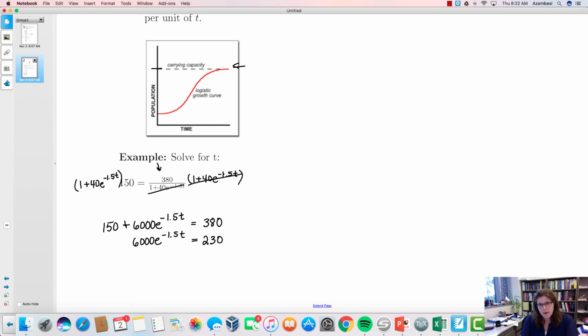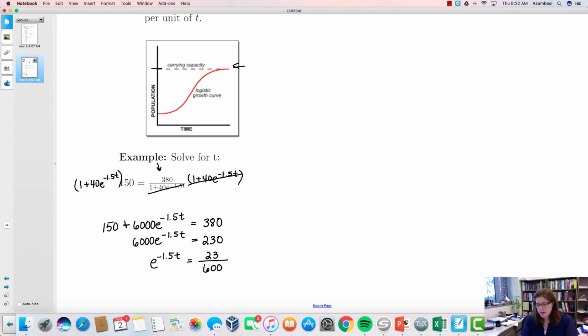I can't make the same base on both sides because I'm working with e and a constant. So I'm going to divide through by 6,000. So e to the negative 1.5t is equal to 230 over 6,000. I'm just going to call it 23 over 600. So I dropped a 0 top and bottom.